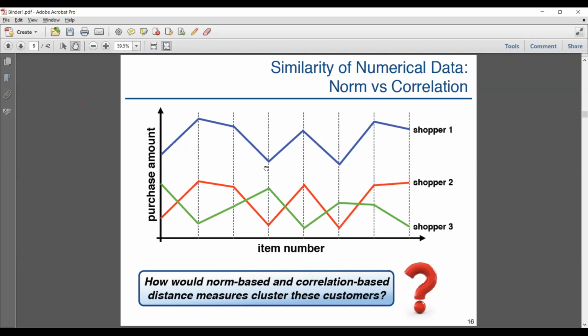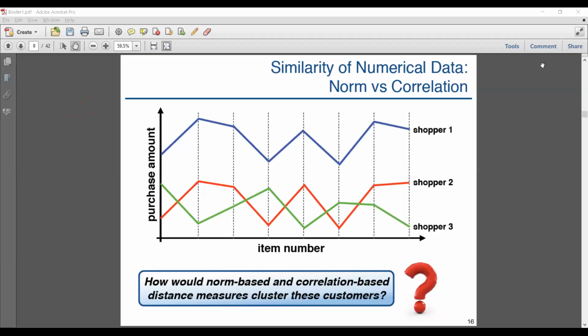So this is how shopper 1 is spending. So this is the highest spender in terms of the purchase amount. And then this is how shopper 2 and shopper 3 are varying. So if you were to consider how similar these customers are, which customers do you think are most similar to each other? Anyone who would like to respond to that? Which customers are most similar? Anyone? Shopper 1 and Shopper 2.